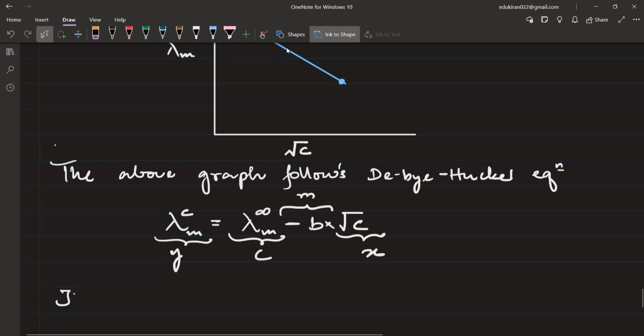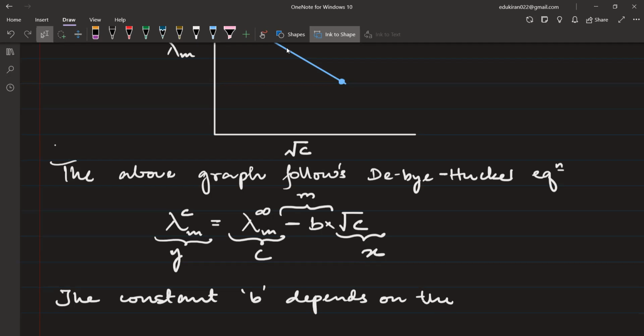Right, next. The constant b depends on the charge and temperature. Charge on the electrolyte, okay? 2 plus, 3 plus on the electrolyte.